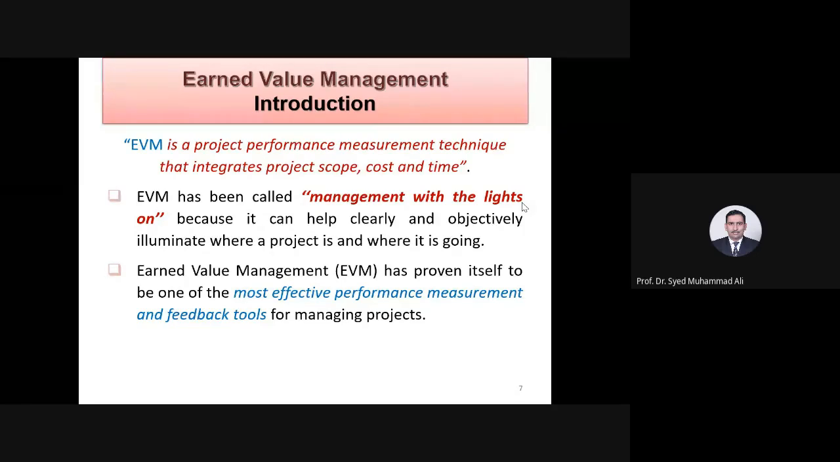So if you have EVM in place, it means that while you're driving your project management car, you have turned on the headlights and you can see ahead. Otherwise, you can't see ahead.